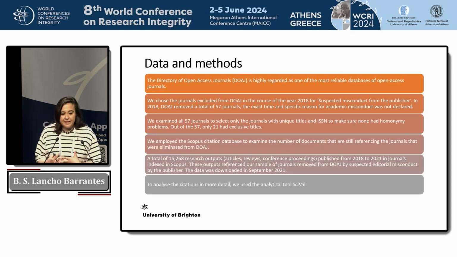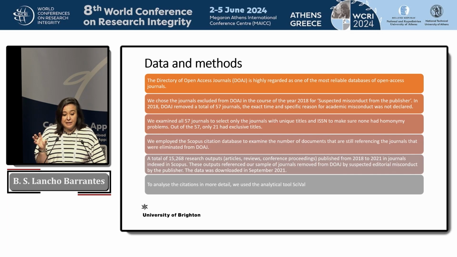So in order to do the analysis, we use the Directory of Open Access Journals, DOAJ, a highly regarded, reliable database of open access journals. So DOAJ classifies the journals, and when a journal no longer complies with the good practices in the directory, they remove the journal from the list.